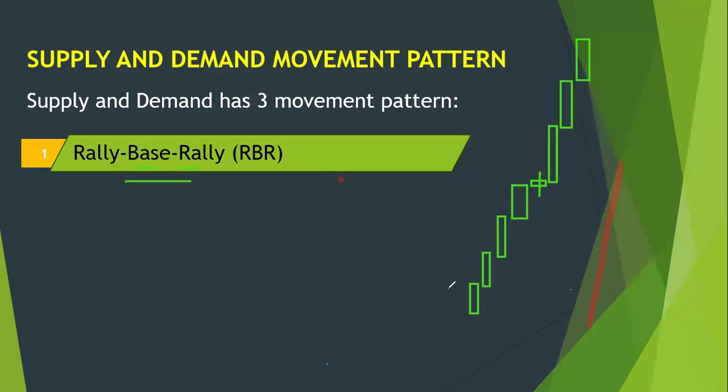rally-based rally. A movement upward, a set of bull candles, is known as rally, where markets push up to a certain point. When it gets to a point, market pauses around this area. So this small body candle is known as the base. This base might be one candle, might be two, might be three, it might even be four. Then the next thing you see right after that is another movement up. So this is known as rally-based rally.